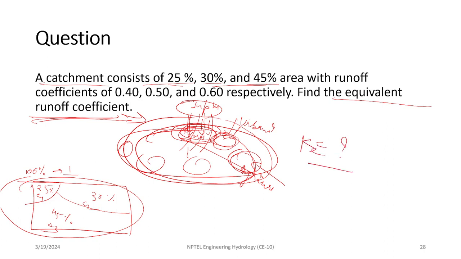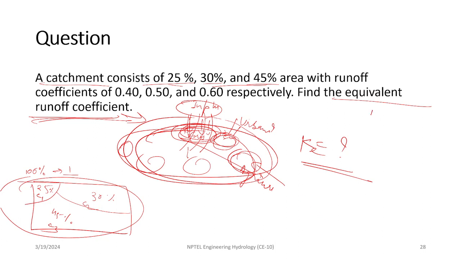Equivalent runoff coefficient. So equivalent runoff coefficient will be what? It will be a weighted area average. Yes, right. Weighted average will be, we have to compute. So now if you got this, you can compute the values directly.